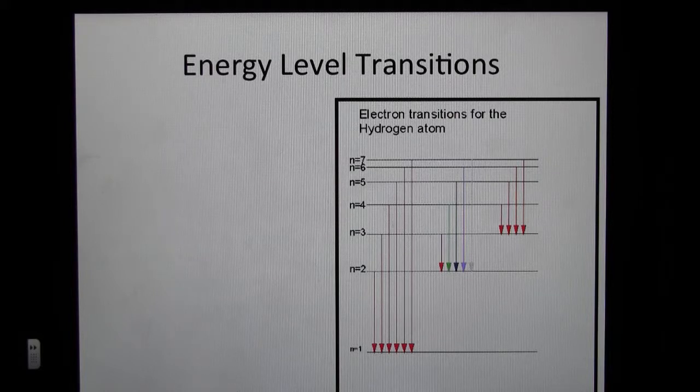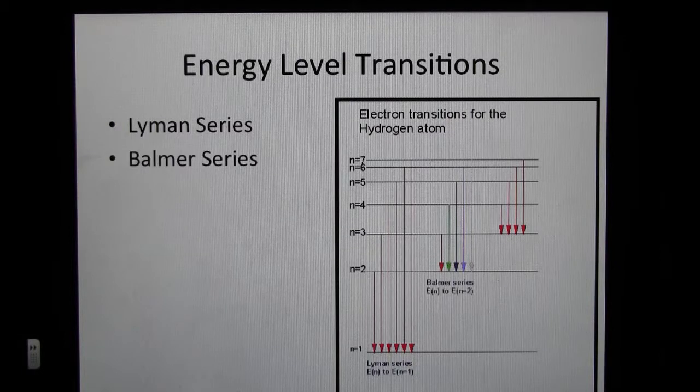It is important to understand the variety of energy level transitions that can take place in any given atom. There are three major series that indicate the type of energy level transitions that may take place within a hydrogen atom. The first series, known as the Lyman series, describes all transitions where an electron moves from a higher energy level to the ground state, where n equals 1.